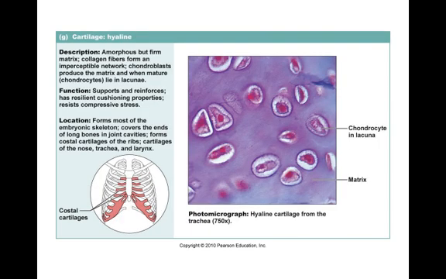All right, the next type of dense connective tissue that we're looking at is the hyaline cartilage. And hyaline cartilage is going to have so many of these collagen fibers that are so densely packed together that under a microscope it almost looks like it has this glassy appearance to it.